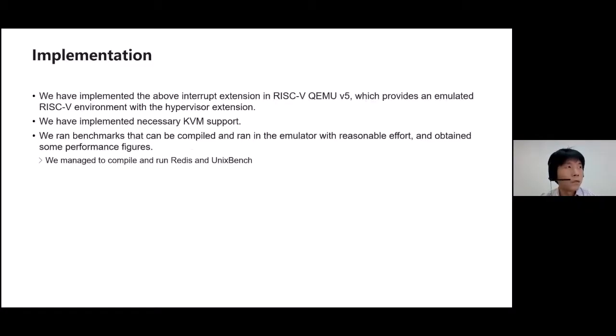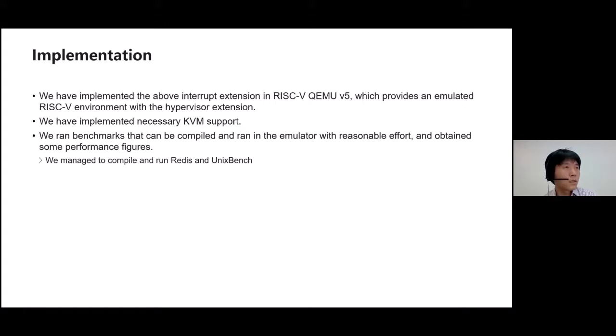Let's move on to our implementation results. We have implemented the above interrupt extensions in RISC-V QEMU version 5, which provides an emulated RISC-V environment with a hypervisor extension. We're using QEMU because right now there is no RISC-V hardware that contains the hypervisor extension, so we have no choice. We have also implemented the necessary KVM support.